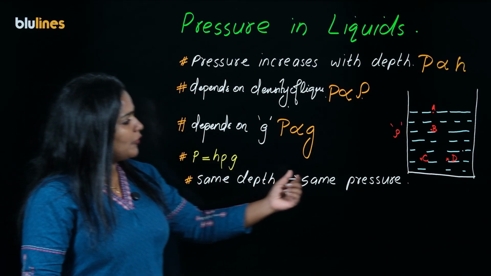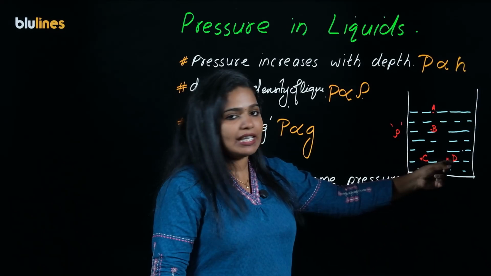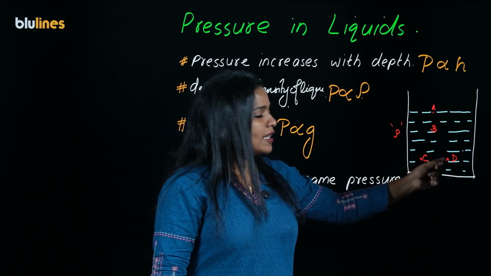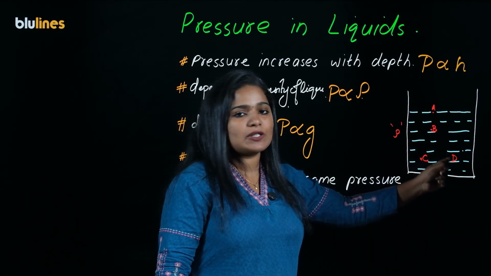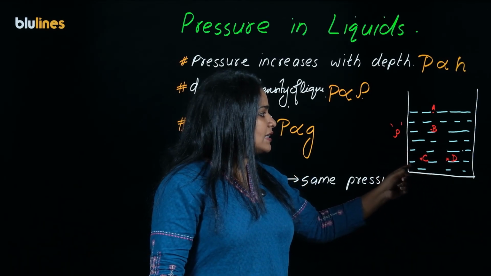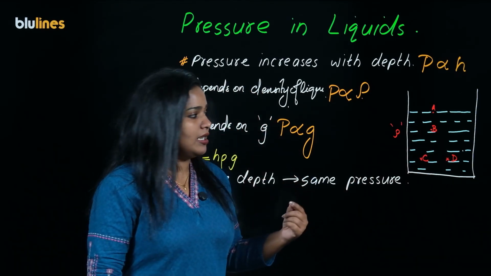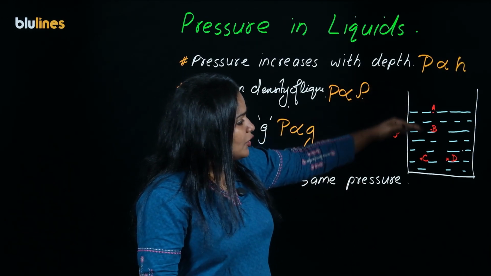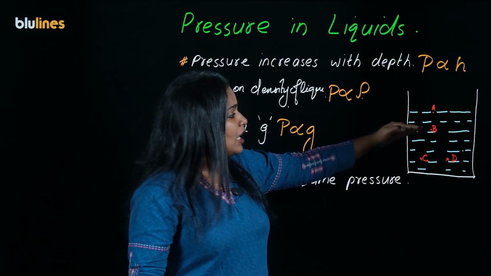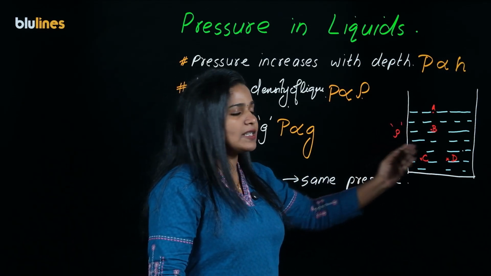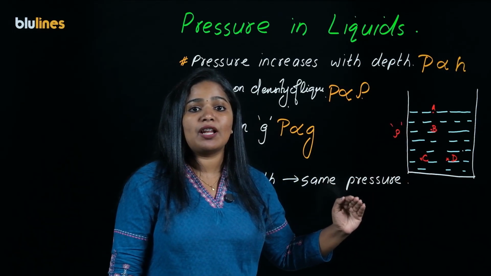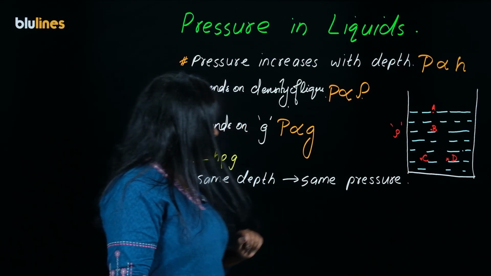Another important feature is that at the same depth, the pressure will be the same. For example, we can see C and D here. These points are at the same level or same depth. What is pressure at C and what is pressure at D? Pressure at C is equal to pressure at D. This is because the height of the liquid column above C and above D is the same. So, the pressure exerted on points at the same level is also equal.